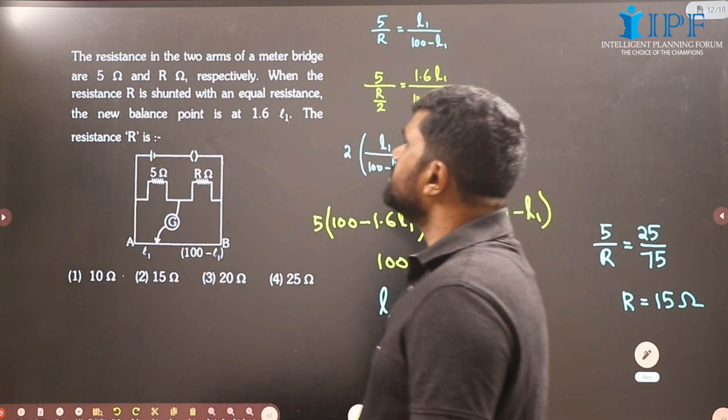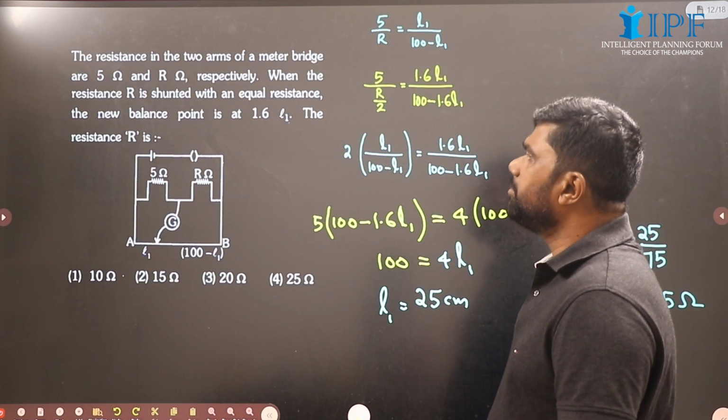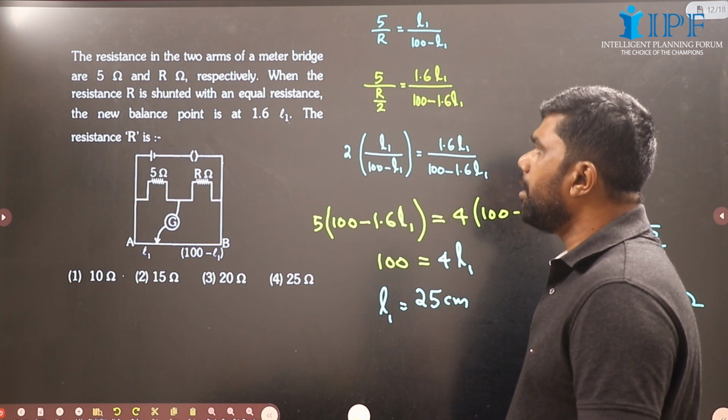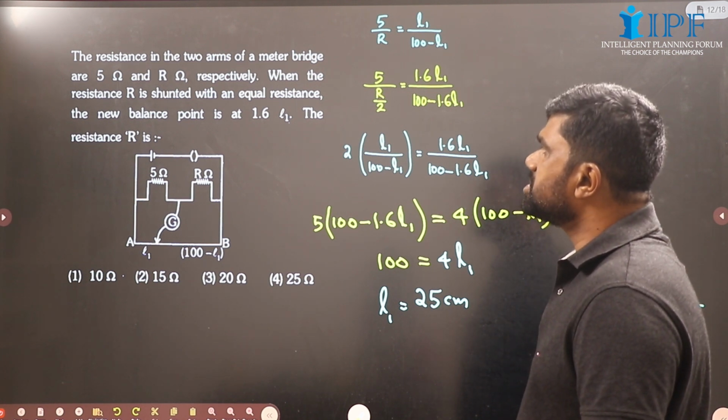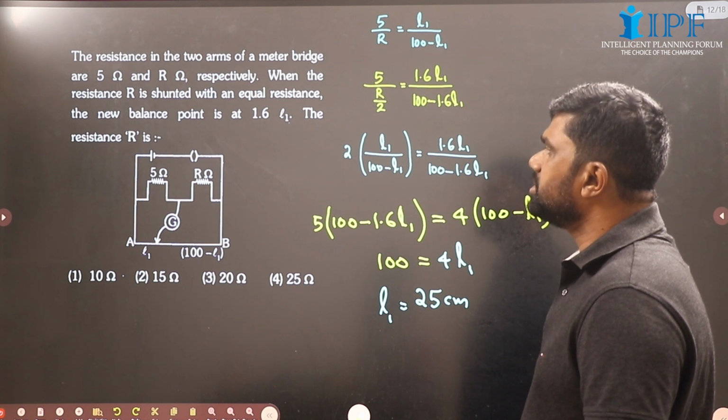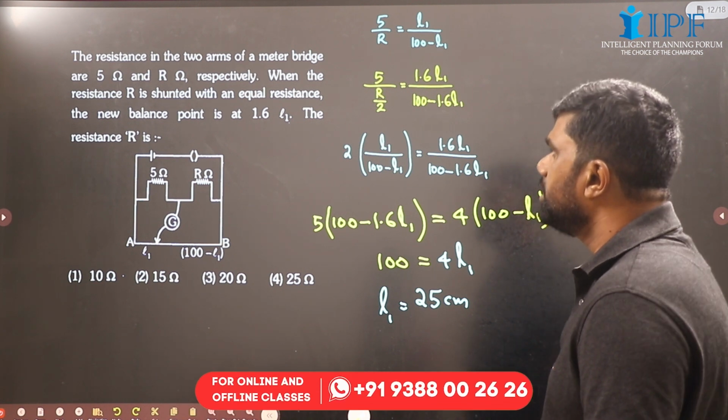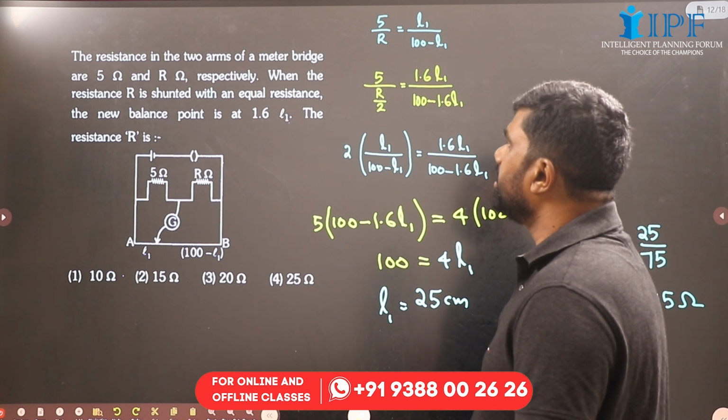Right. The resistances in the two arms of a meter bridge are 5 ohm and R ohm. When the resistance R is shunted with an equal resistance, the new balance point is at 1.6 L1.